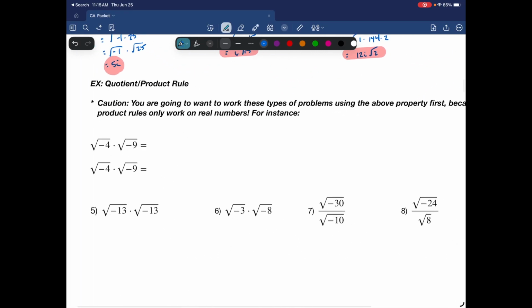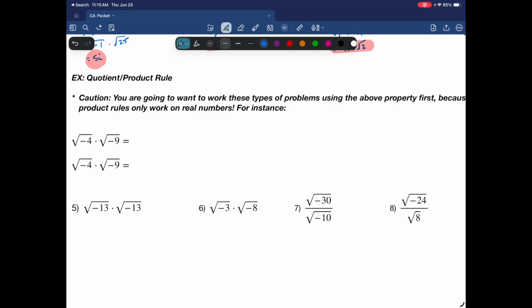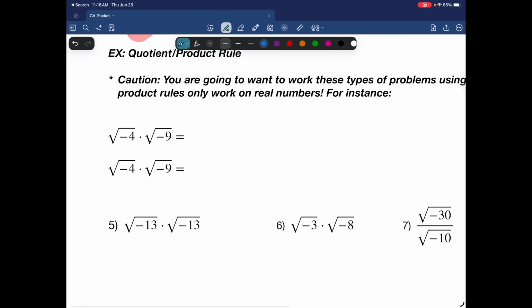Okay, now, product and quotient rule. You're going to want to work these types of problems using the above property first, because the quotient and the product rules only work on real numbers. So here's what we're talking about. You look at this, and there might be two different ways you think about doing this. If we apply what we just did, this would be 2i times 3i, which would give me 6i squared, and i squared is negative 1, which would give me negative 6. This is the correct way to do this.